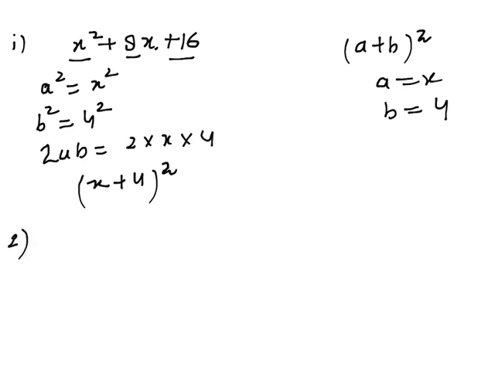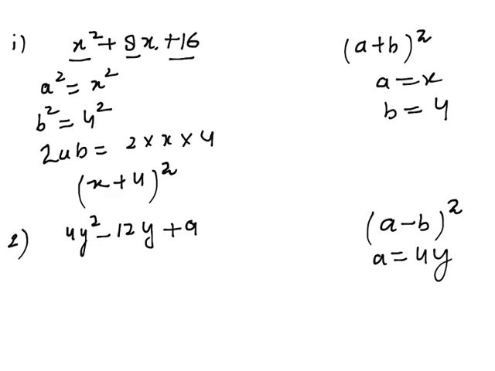Let's take another example. Here we have 4y square minus 12y plus 9. Clearly, here we have a negative sign, so we will use the identity a minus b whole square. So how can we write it? If we replace a with 4y and b with 3... a will be 2y, not 4y. So a square will be 2y whole square, that will give us 4y square.